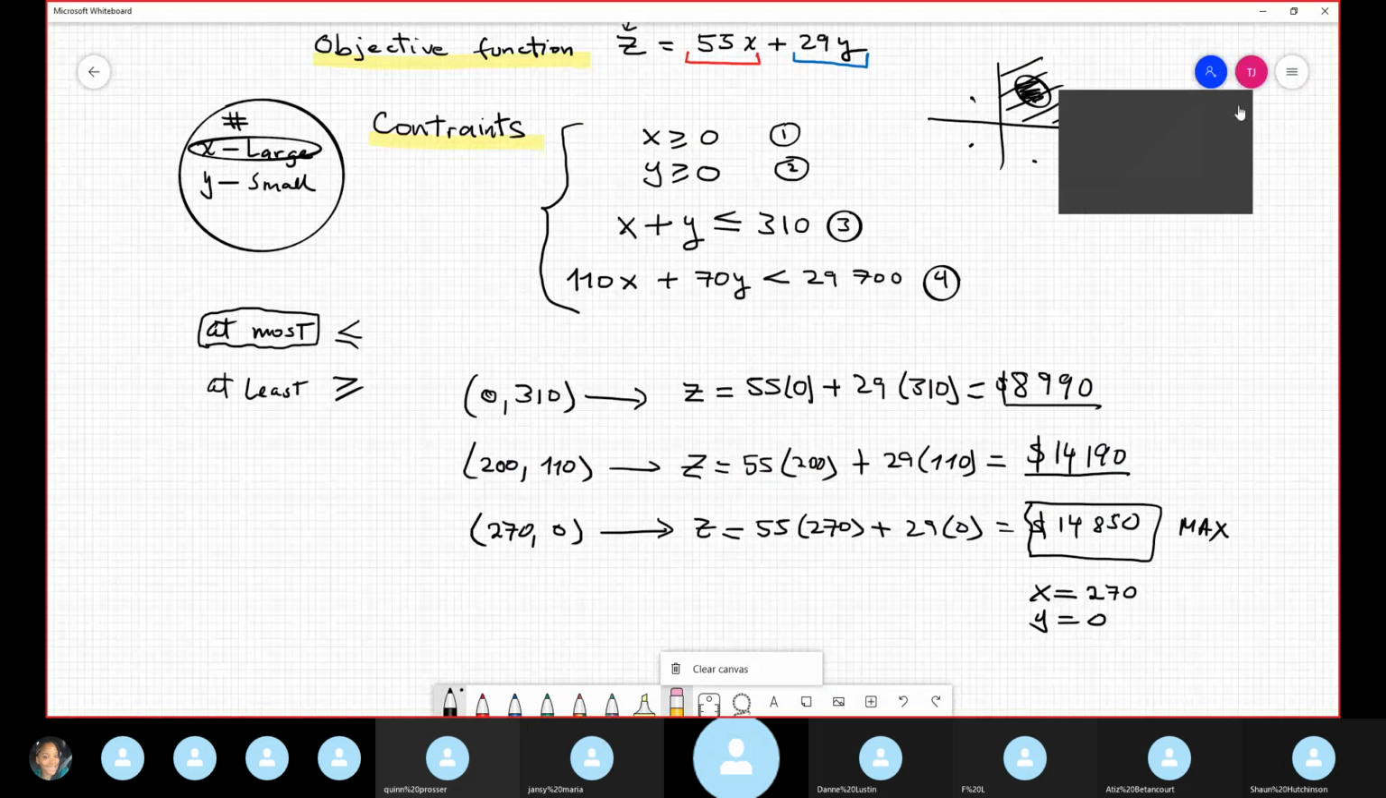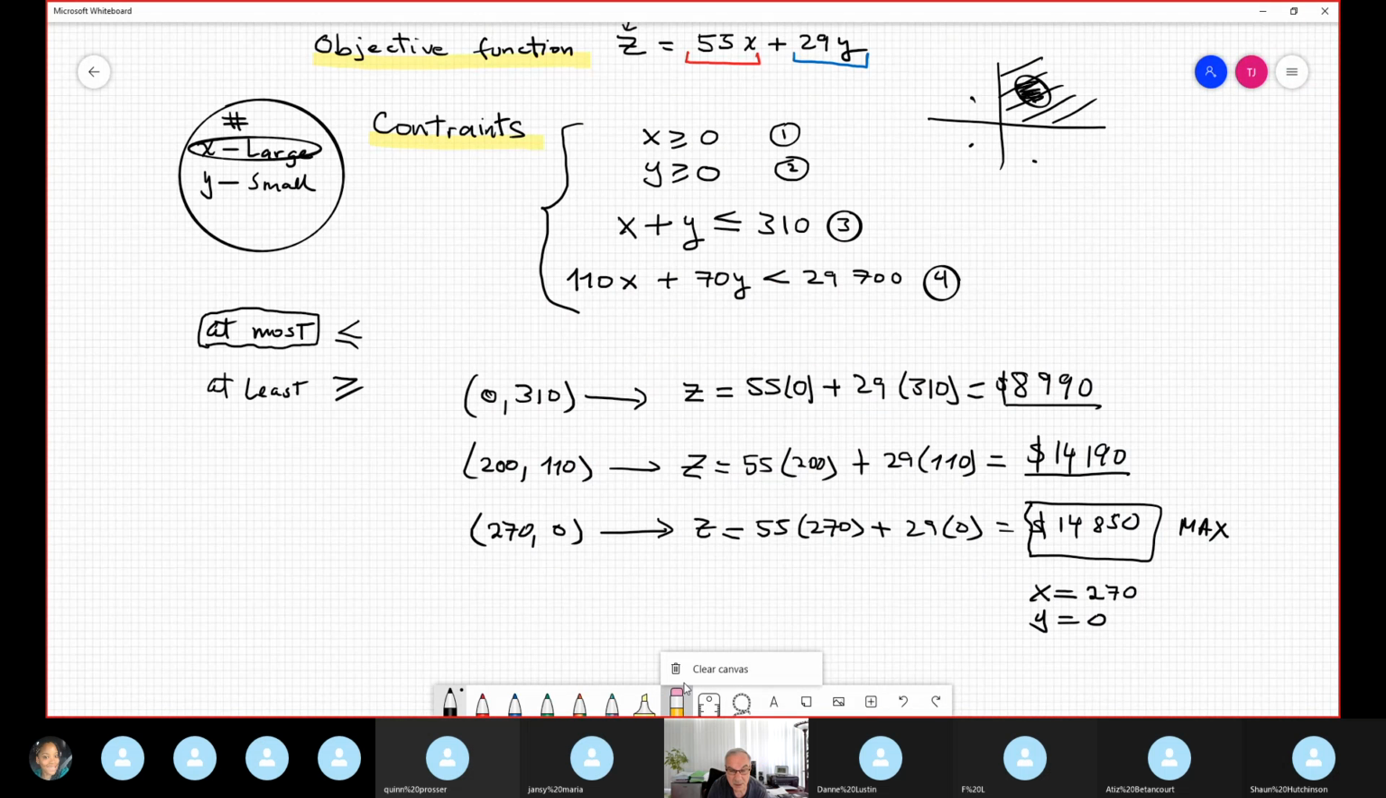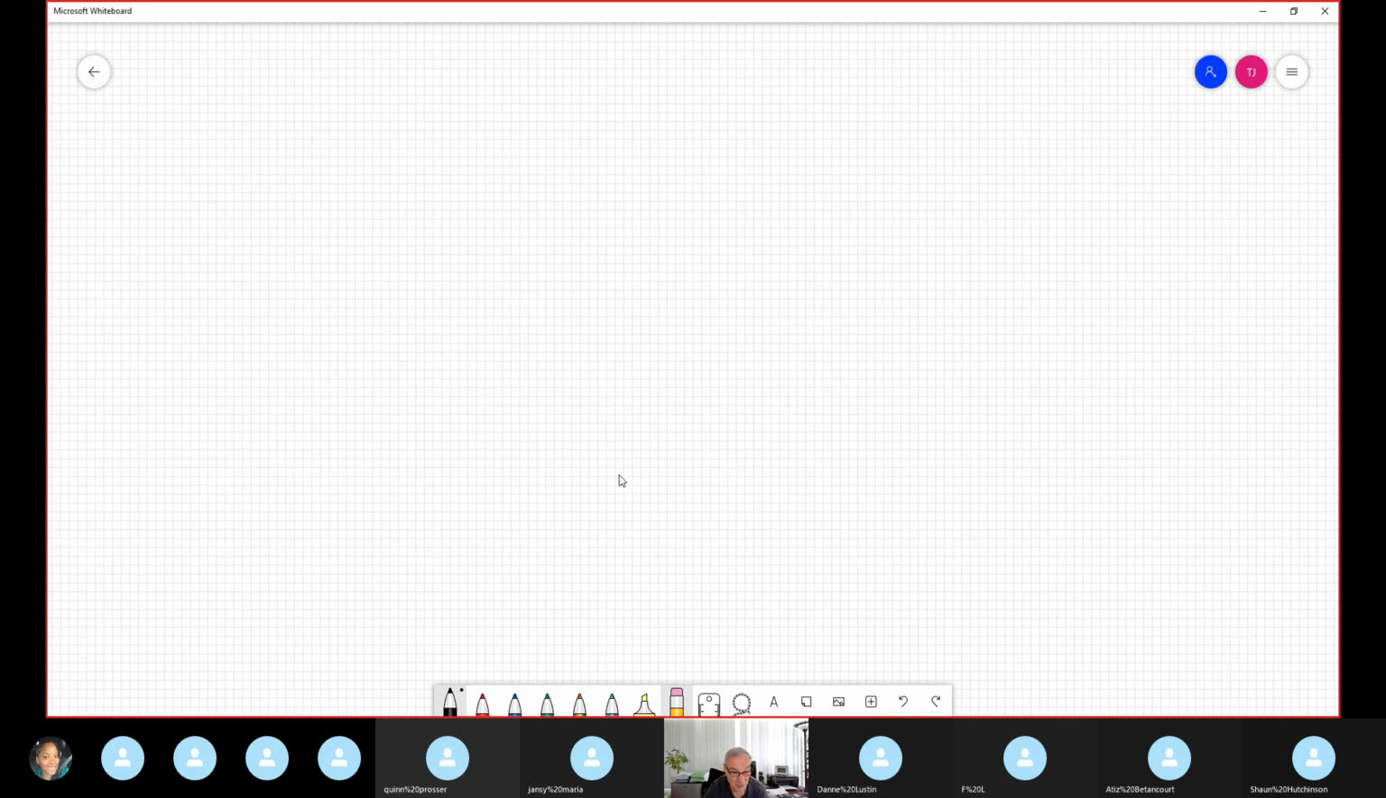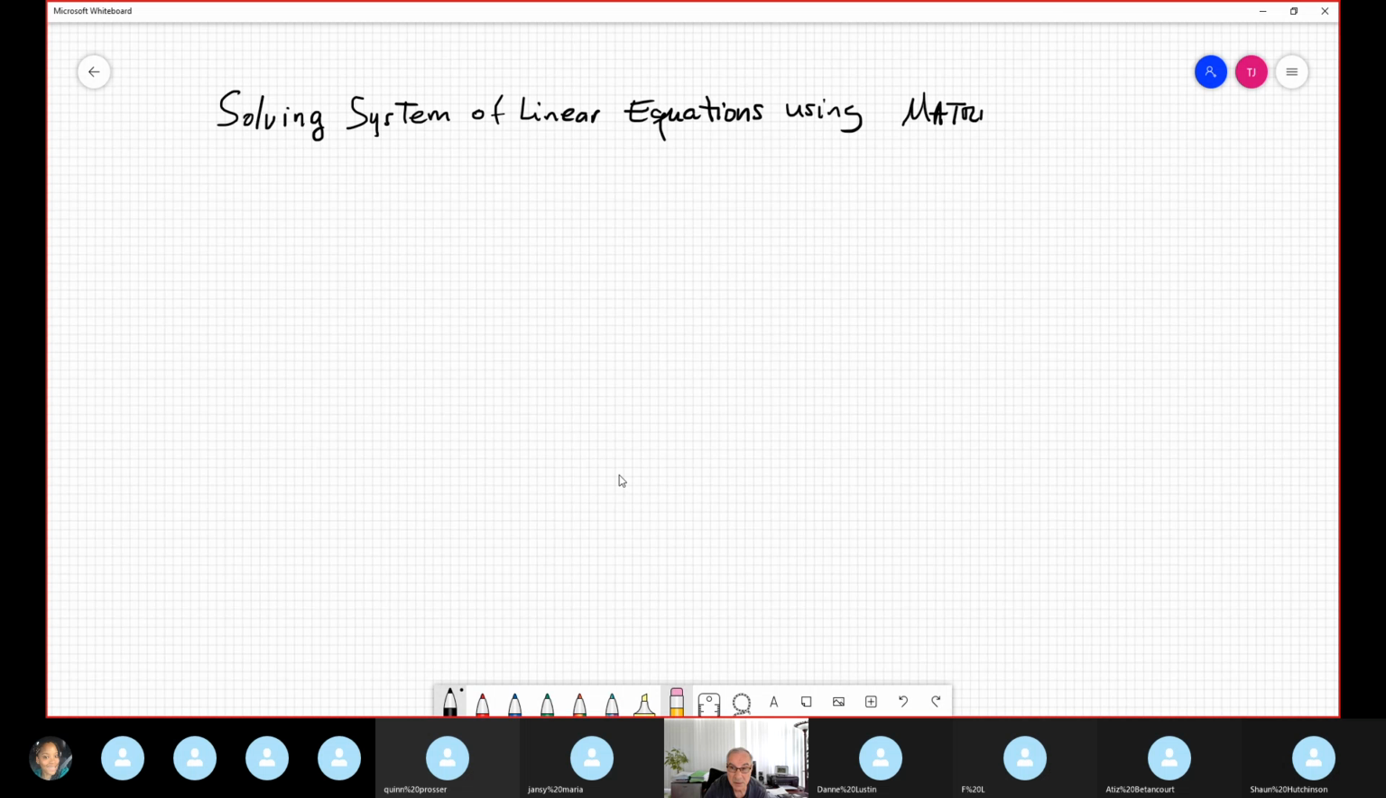Today we start a new topic. In my opinion, it is the most important topic. I love that topic. It is solving systems of linear equations. Again, the same linear equations, but using matrices. Using matrices.